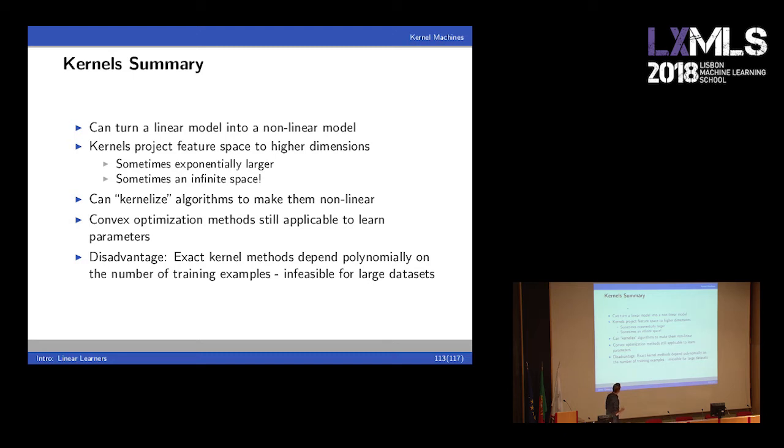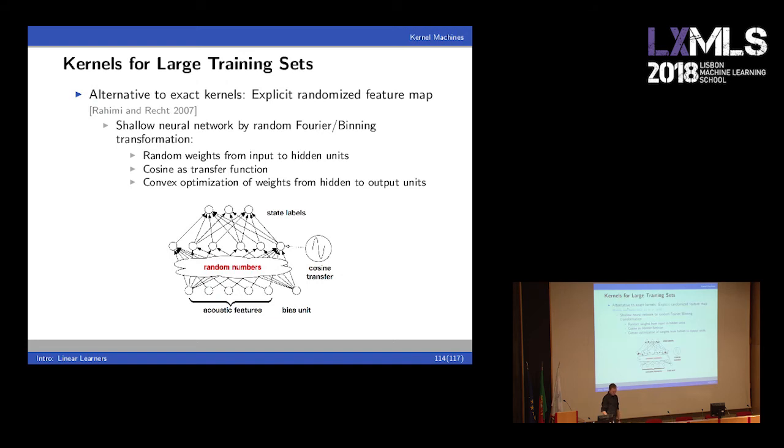It's not like this. So the disadvantage of kernel machines obviously is they depend polynomially on the number of training examples. Because what you have to do is take the dot product of all training examples with all training examples. And if you have millions of training examples, that's totally infeasible, right? So this is one big disadvantage of the standard way of kernel machines, but there's a solution to it.